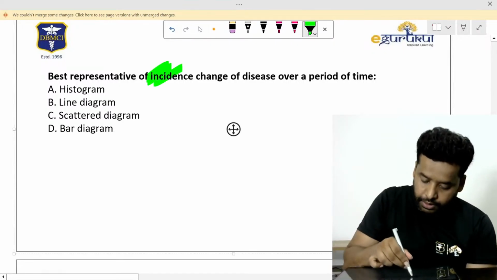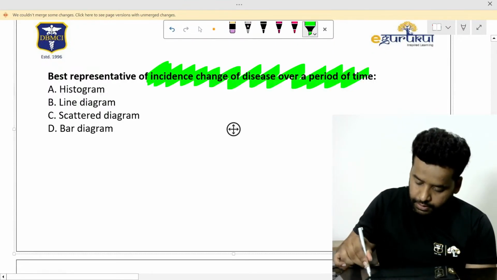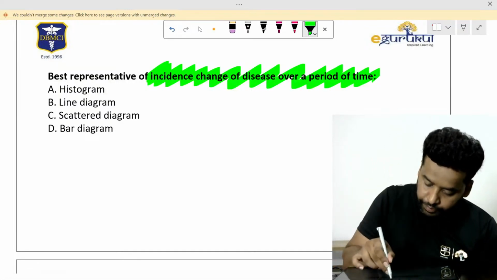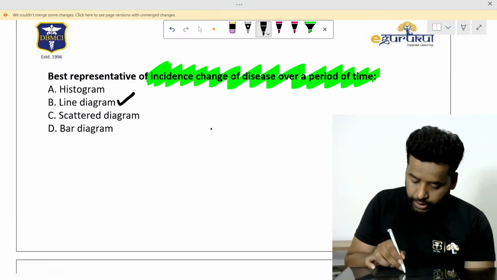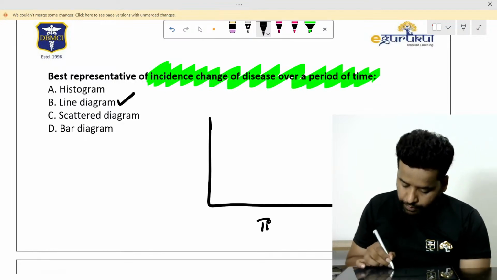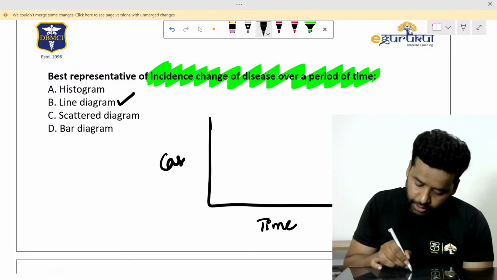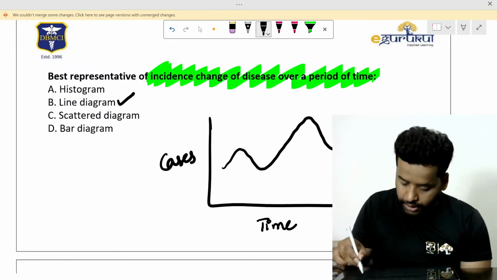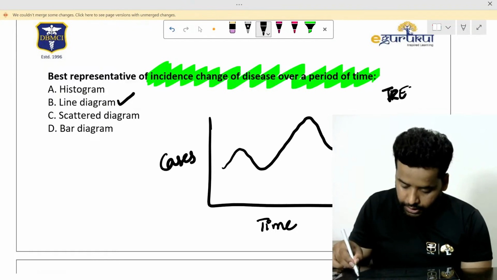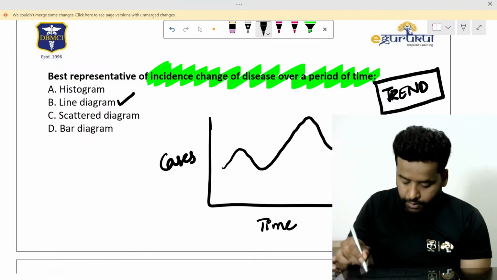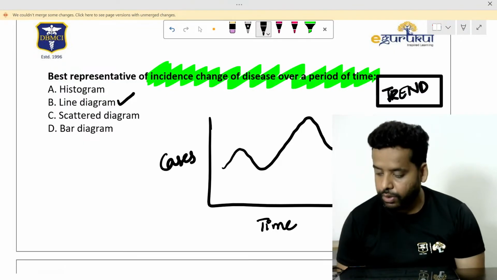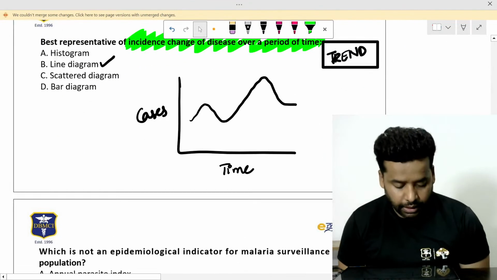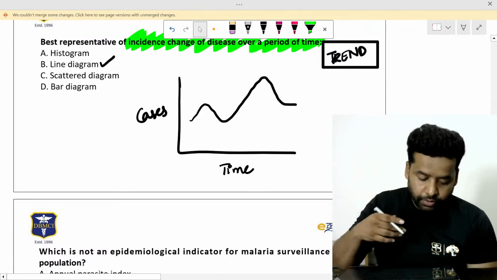Incidence of a disease with respect to time. What will you be using? A line diagram, where the x-axis will usually be time and the y-axis will be cases, showing how cases increase and decrease with respect to time. This is called the trend of a disease. If I want to plot a trend, the preferred diagram is the line diagram.